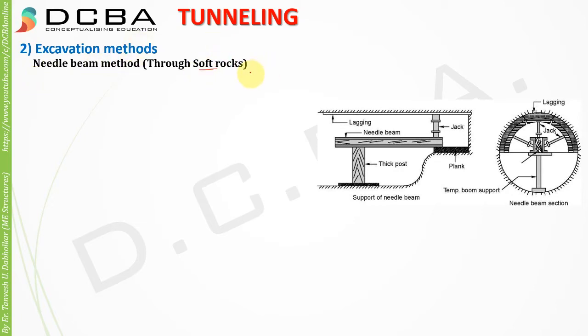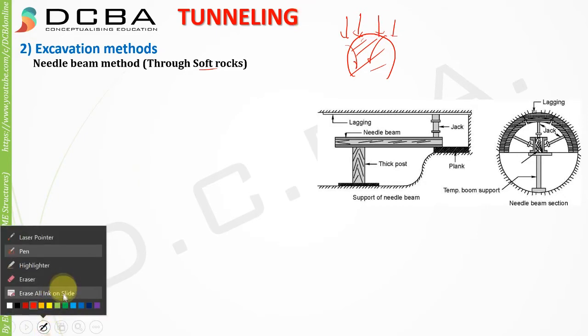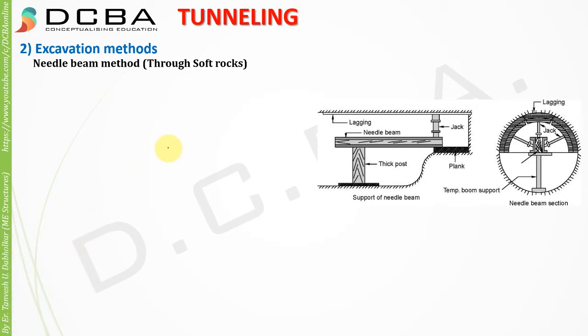Now soft rocks are weaker rocks, and generally if you excavate the profile of the tunnel entirely, the rocks above which are putting pressure on this will not be able to sustain and they will collapse inside. So we have to be very careful while doing the tunneling in these soft rocks, and one of the methods that is devised for this is called the needle beam method.